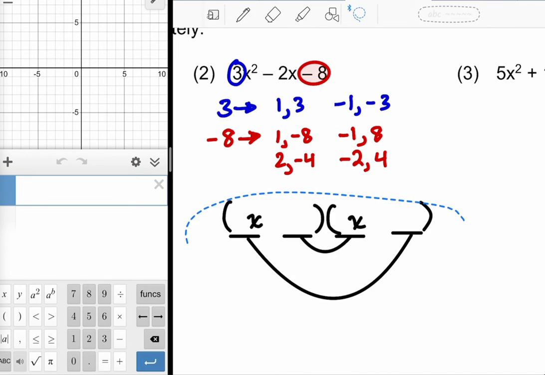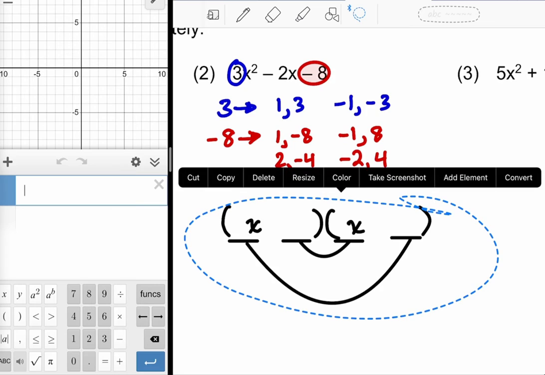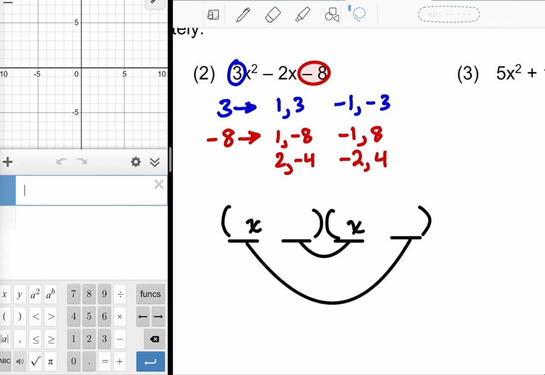And I'm going to save this. All right, so I'm going to pop in a 1 and a 3. So I'm going to assume that this is the correct arrangement for the x's. I mean, it could be the other way around. They could both be negative, but this is where I'm going to start. All right, now I need these products, the outer product and the inner product, to give a result of negative 2x. So that's what I'm going for.